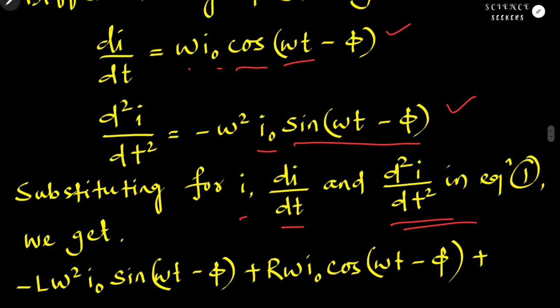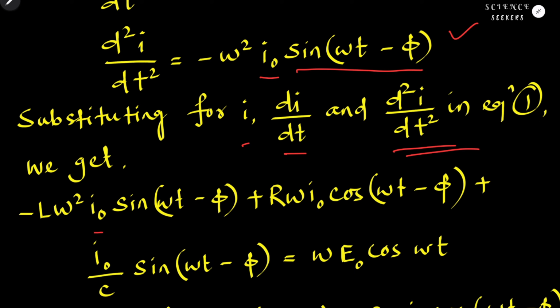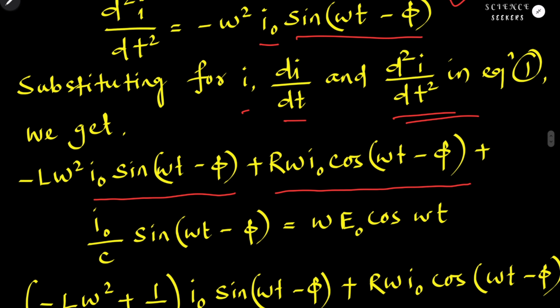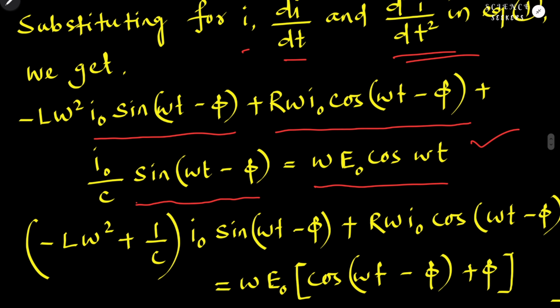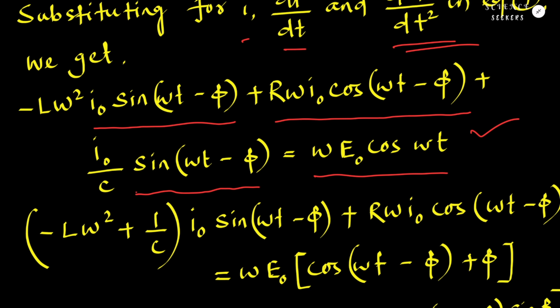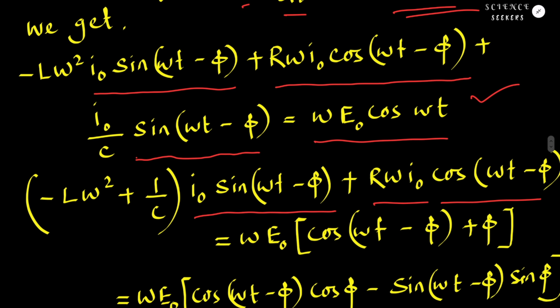Substituting the values of I, di by dt and d square I by dt square in equation 1, we get minus L omega square I naught sin omega t minus phi plus R omega I naught cos omega t minus phi plus I naught by C sin omega t minus phi is equal to omega E naught cos omega t. So the above equation is reduced to minus L omega square plus 1 by C whole into I naught sin omega t minus phi plus R omega I naught into cos omega t minus phi is equal to omega E naught cos omega t minus phi plus phi.